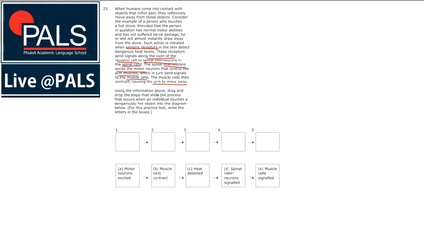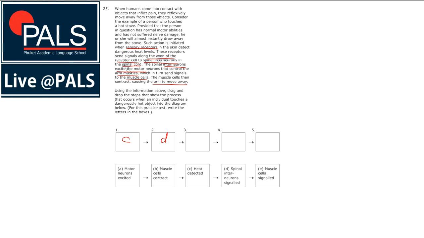So what's the drag and drop? The steps show the process that occurs. Individual touches dangerously hot objects. Sensory receptors, heat is detected. Spinal interneurons are signaled.